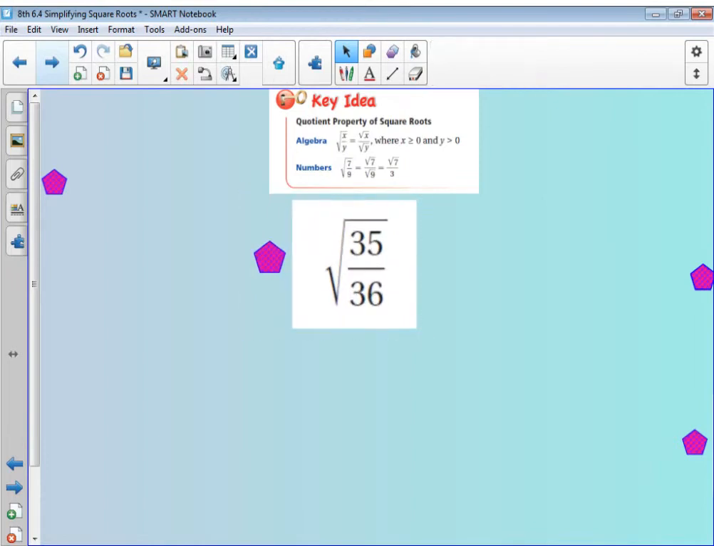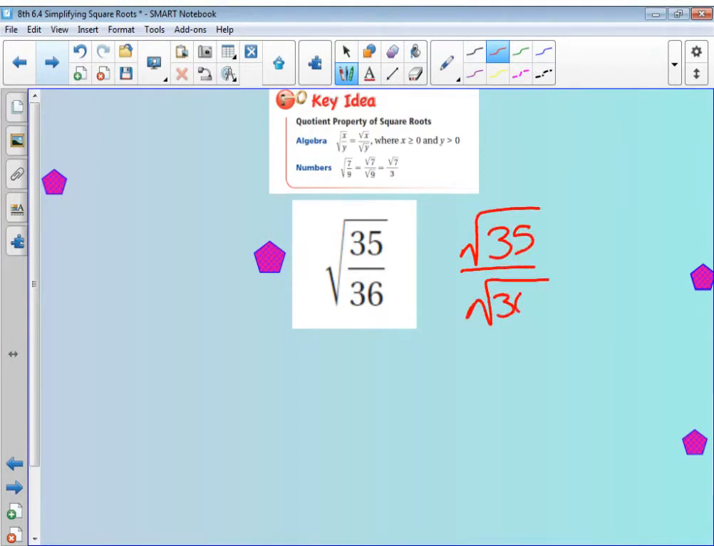Okay, so now we've got the square root of 35/36. So some of you need to see it like this. Now if I go through, 35 breaks down to 7 times 5. So that can't be broken down any further. So that's going to have to stay, square root of 35. If you check it on your calculator and it gives you a decimal number, then you have to leave it.